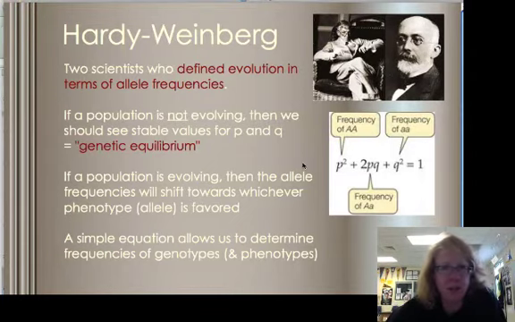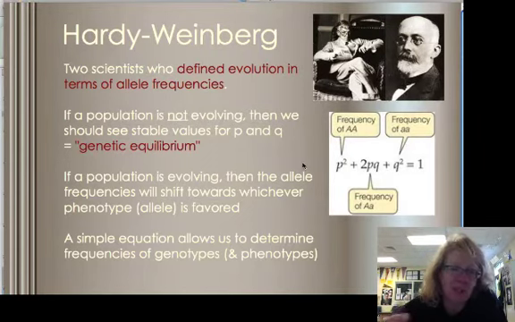That if it starts as P is 0.7, then if we look generations down the road, P is still going to be about 0.7, give or take a little bit of chance error. And that's called genetic equilibrium, or Hardy-Weinberg equilibrium is the other thing that it's called.